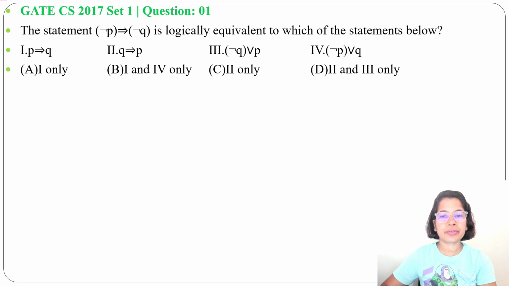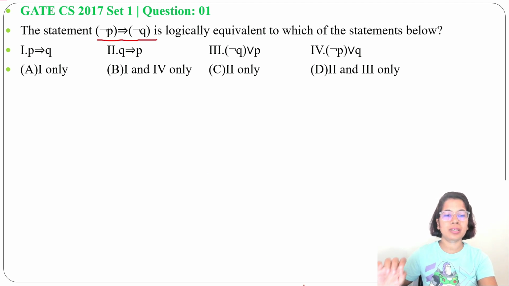Let's solve one previous question of mathematical logic. This question was asked in GATE CS 2017 set 1, question number 1. The statement negation P implies negation Q is logically equivalent to which of the statement below? And 4 statements are given, 4 options are given. It is asking which one is logically equivalent to negation P implies negation Q.